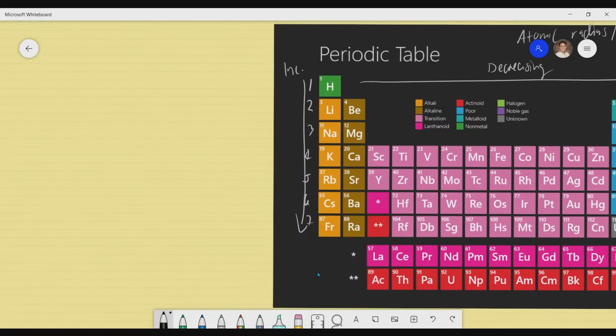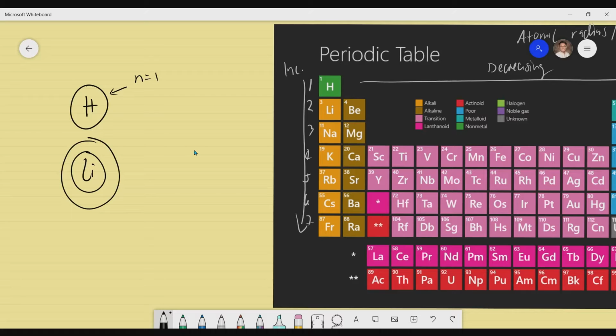Halimbawa nito po ay itong helium. Ang helium, dahil meron lang siyang isang energy level, pwede po natin siyang madrawing ng isang energy level. So ito ay energy level equal to 1 or n equal to 1. Habang si lithium, nasa second period siya. So we may draw its energy level as 1 and then 2. So 2 energy levels.